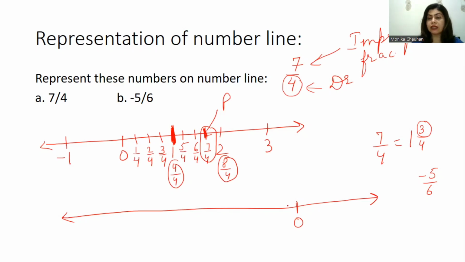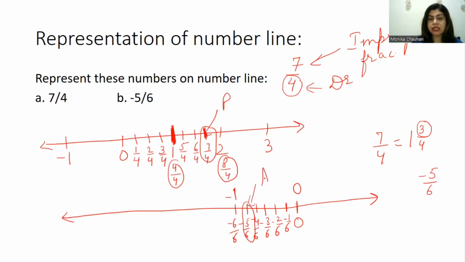So first of all, let me take a small one over here because I have to go towards the left side. So first, it is minus 1 over 6. Then you have minus 2 over 6, then minus 3 over 6, then minus 4 over 6, then minus 5 over 6, then minus 6 over 6. And this minus 6 over 6 is minus 1. So between 0 and minus 1, this is my point, minus 5 upon 6.